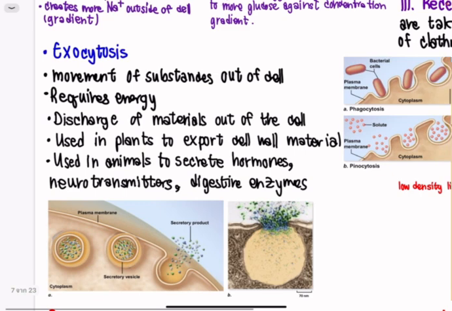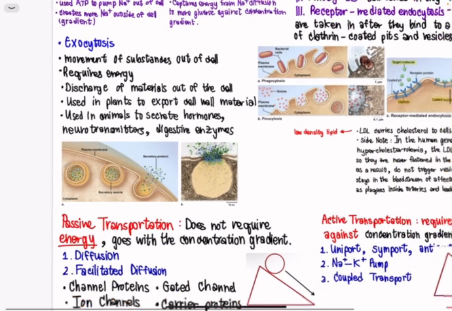And exocytosis, the movement of substances out of the cell, requires energy. It is the discharge of material out of the cell, used in plants to export cell wall material, and used in animals to secrete hormones, neurotransmitters, and digestive enzymes.